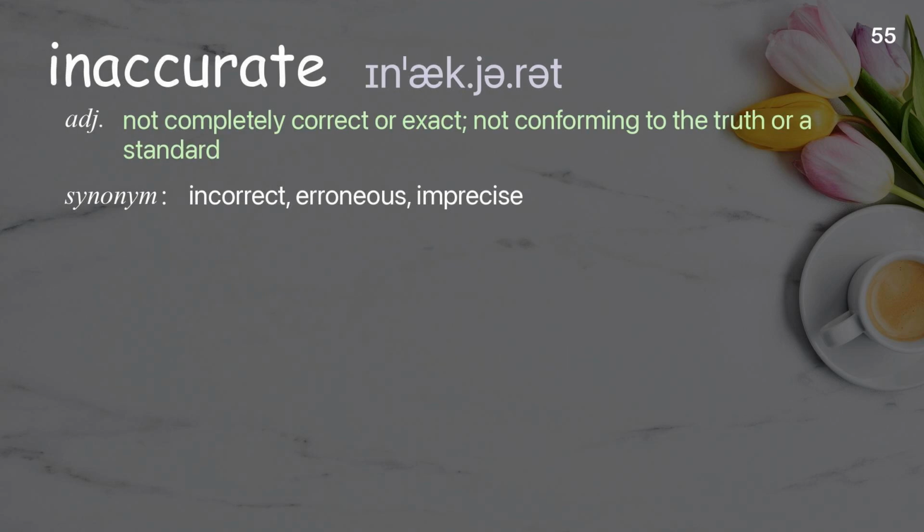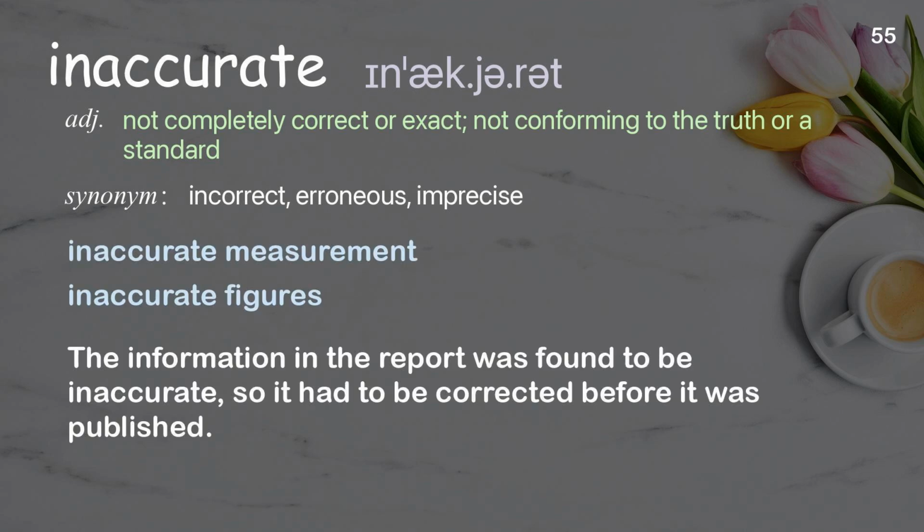Inaccurate: Not completely correct or exact, not conforming to the truth or a standard. Examples: Inaccurate measurement. Inaccurate figures. The information in the report was found to be inaccurate, so it had to be corrected before it was published.